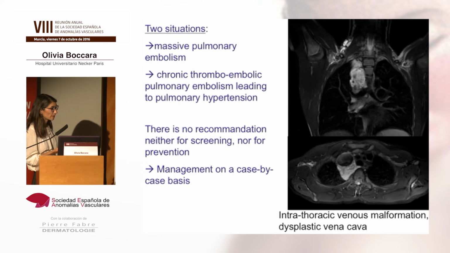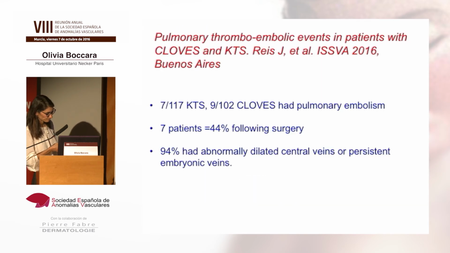But still, there is no real recommendation about how to treat those patients. You have two clinical situations: massive pulmonary embolism and also chronic thromboembolic pulmonary embolism that will lead to pulmonary hypertension. The treatment will rely on a case-by-case basis, and mostly if you have deep and large vessels and LIC, you will discuss long lasting anticoagulant treatment.